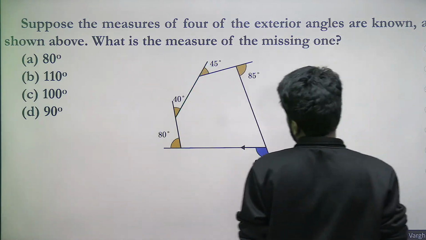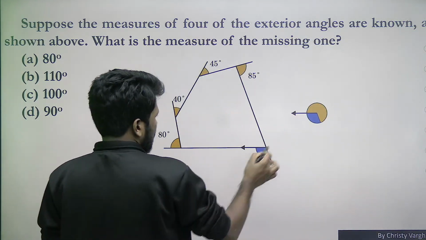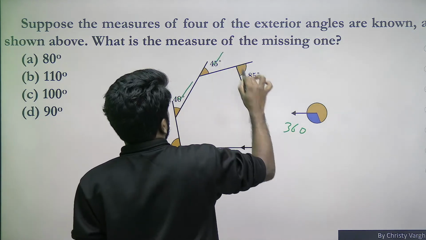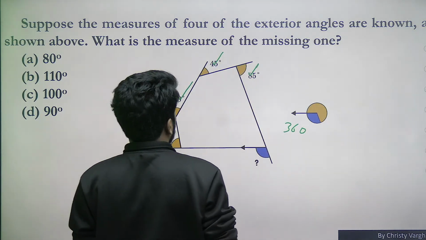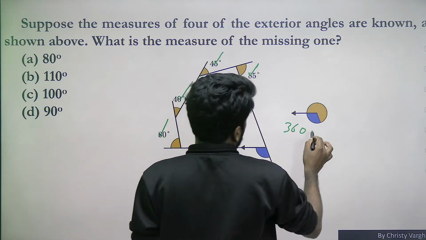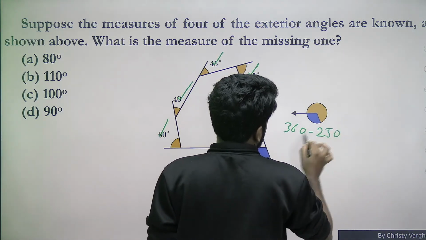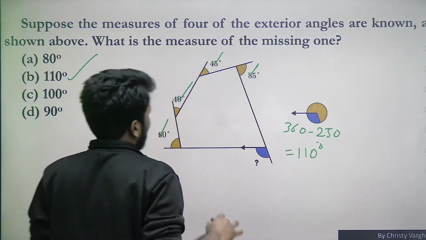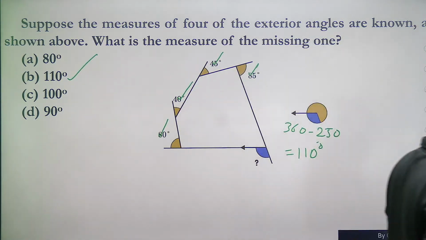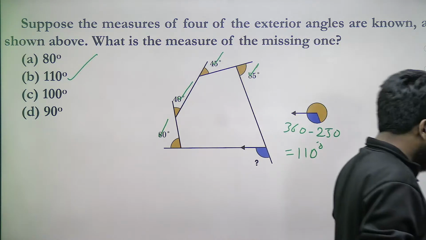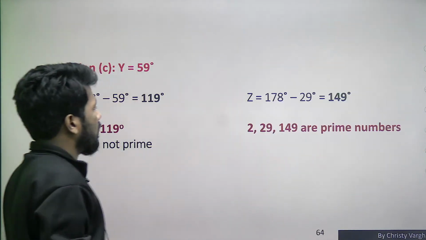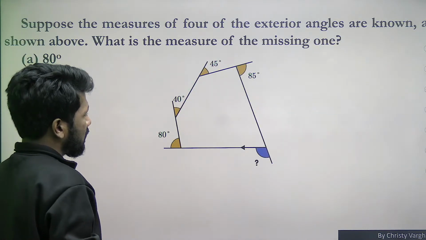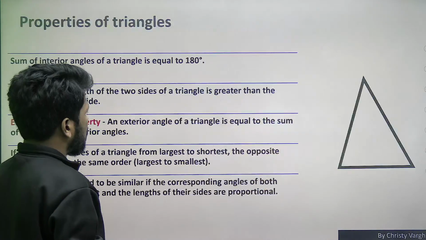If that property is justified by this picture, we can say this blue angle will be 360 minus (80 plus 40 plus 45 plus 85). 80 plus 40 plus 45 plus 85 is going to be 250. 360 minus 250 is 110. So 110 degrees, option B is the answer. All of you understood this? Please respond. The sum of exterior angles of a polygon is always 360. Why is it so? The reason also is clear, I guess. Then let's come back to the properties we were discussing.